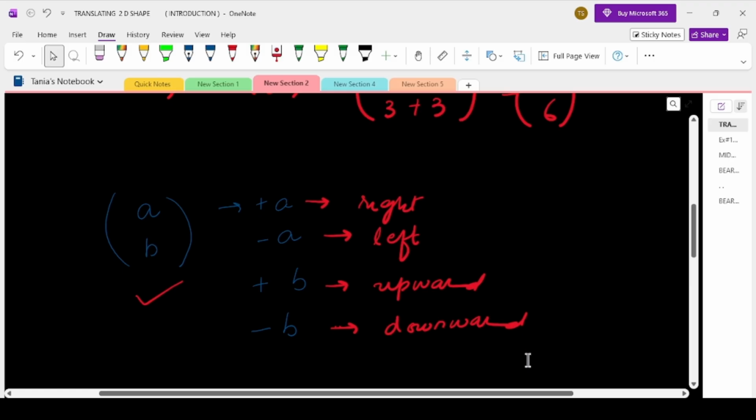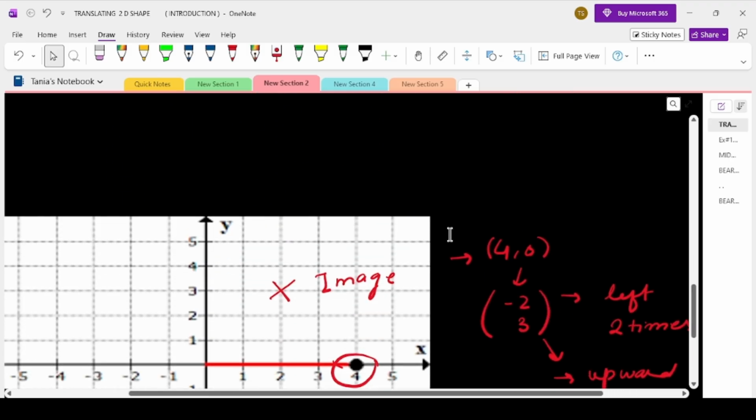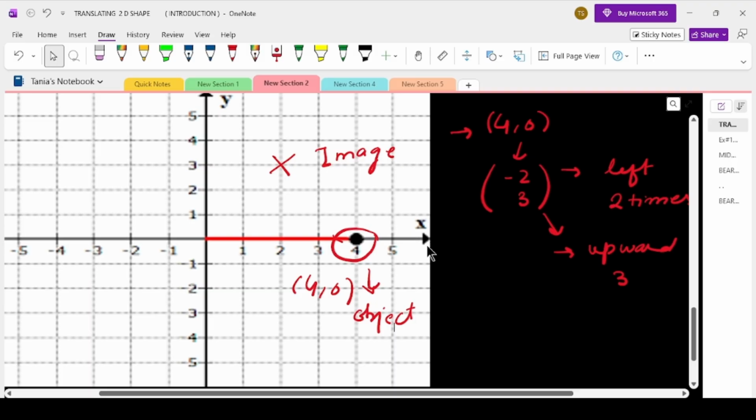Then we have a few facts: when the value of the column vector is positive or negative, how we drag the point right, left, upward and downward. And if we are on a coordinate grid and dragging the point by using the column vector, how we change our object into the image. So this is the basic introduction of translating a two-dimensional figure.